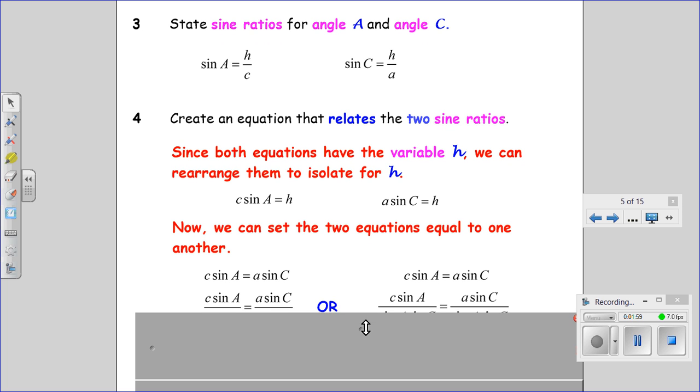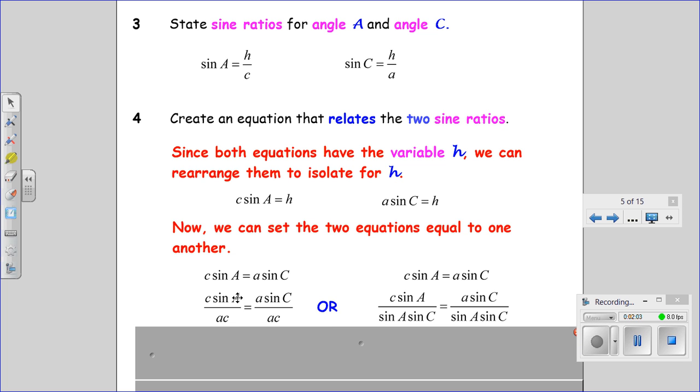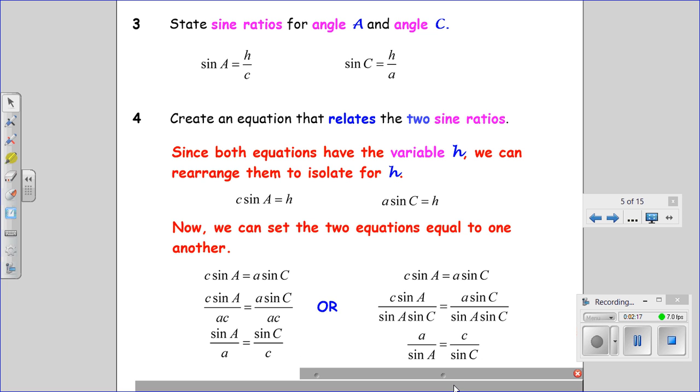Okay, now I can divide both sides by AC, as I did here on the left. And if I look at that, I end up with sine A over A equals sine C over C. Or on the right here, you can see I divided both sides by sine A sine C, and I can write it as A over sine A equals C over sine C.